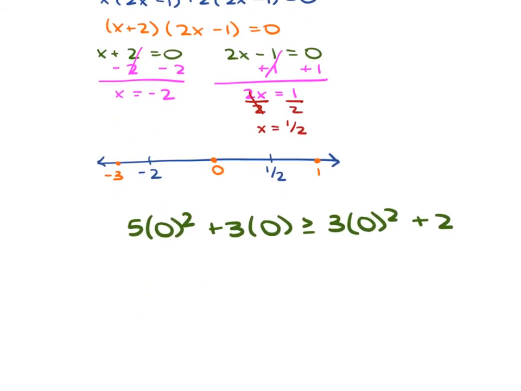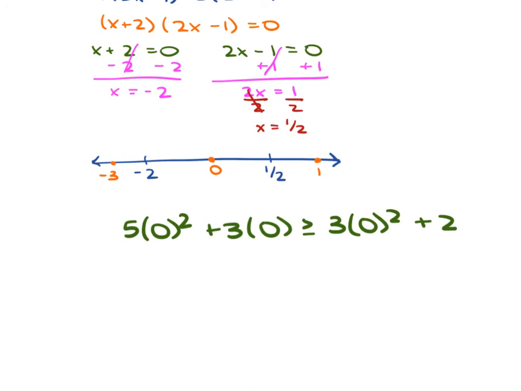you're going to have 5 times 0 squared, which is 5 times 0, that's 0. Then you have 3 times 0 is 0. Greater than or equal to 3 times 0 squared is just 3 times 0, so that's 0, plus 2 is 2. If we simplify this, this is just 0 is greater than or equal to 2. This gives us a false statement, so that middle part would not be shaded.